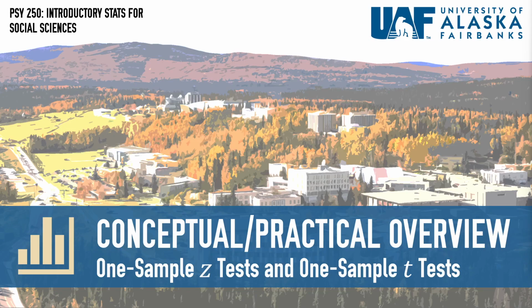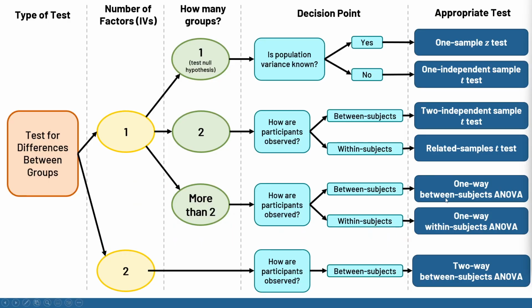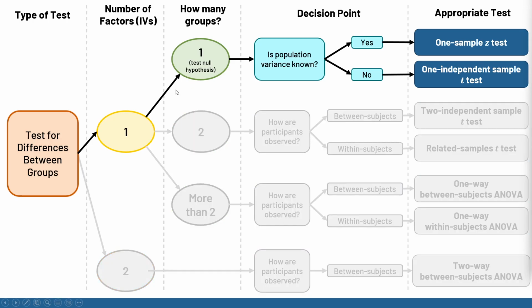Okay, welcome back. In this video, we're going to be talking about our first hypothesis tests, specifically one sample z-tests and one sample t-tests, lumping the conceptual and practical piece together here. I've shown you this visual before. This is a full decision tree of all the hypothesis tests that we'll be going over in this course. But this is a lot to take in, so don't worry. We'll start simple with these two at the top here.